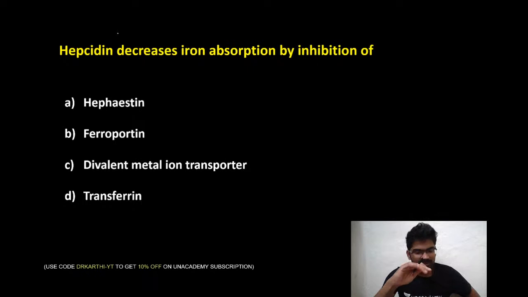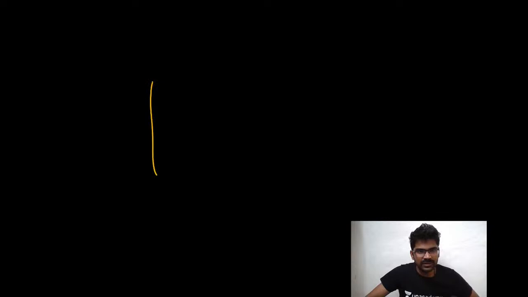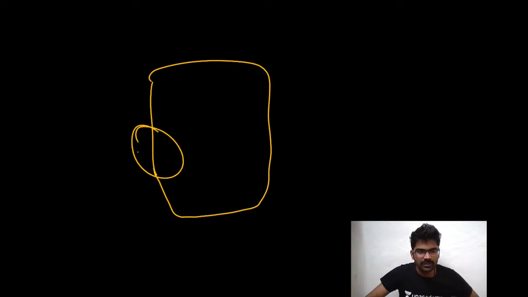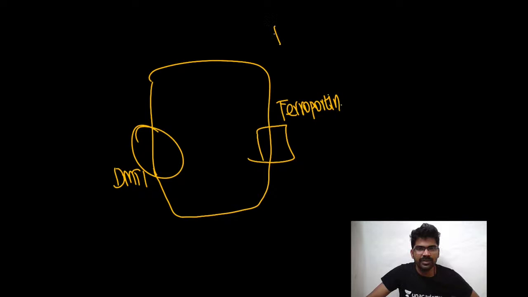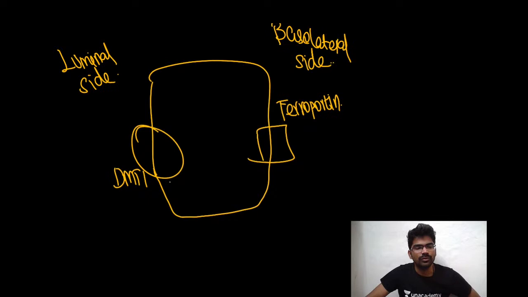So what happens is in the intestinal cells, DMT is there, and here you will have ferroportin. This is on the basolateral side, and this is the luminal side. Hepcidin is produced from the liver and is in the blood circulation, so it should actually reach this side. How will it reach the intestinal lumen side? To reach here, it has to enter the cell. Are you understanding my point?